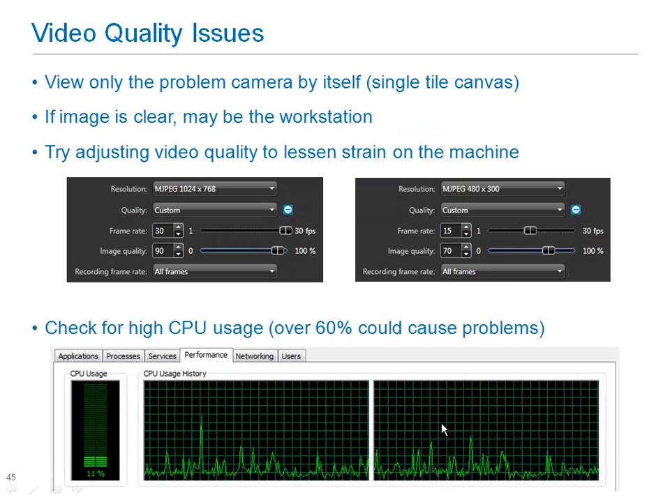If the problem is only on the workstation, try viewing the camera that's having difficulties just by itself. If it's okay, the problem may be the decoding or video processing capacity of the workstation. Again, you can try to lower the frame rate and resolution to help with this. You'll also want to take a look at the task manager and see if the CPU is being overworked. If you're seeing it constantly over 60%, then you could see some issues there.